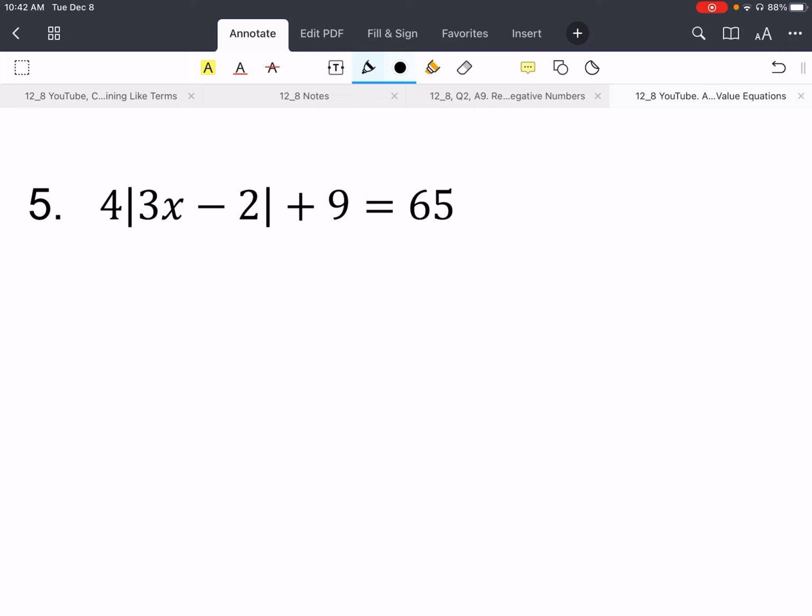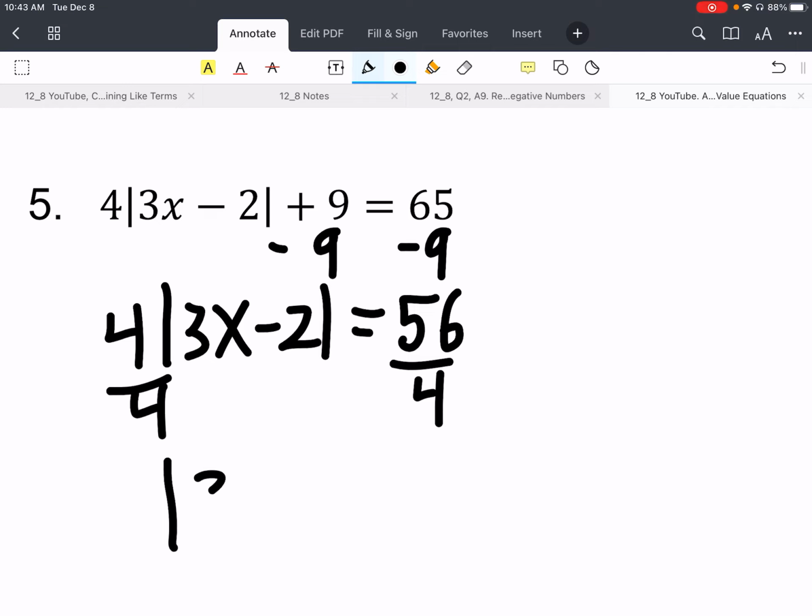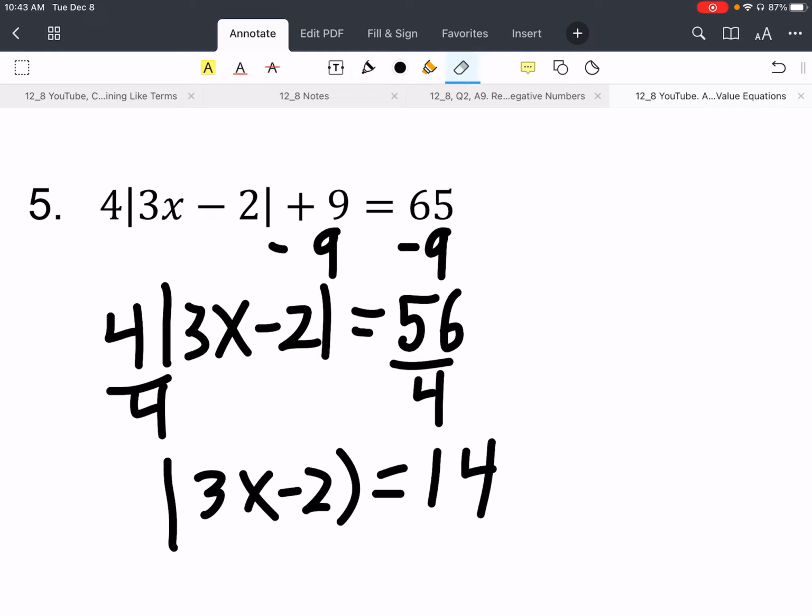We have a plus 9 over here. We're going to get rid of that right away, because again, we're trying to get our absolute value all by itself. That'll leave us with the absolute value of 4 times the absolute value of 3x minus 2 is equal to 56. Divide both sides by 4, and we end up with the absolute value of 3x minus 2 equals 14. I don't know why I made that a parentheses.